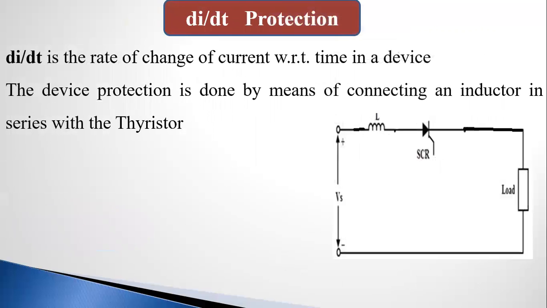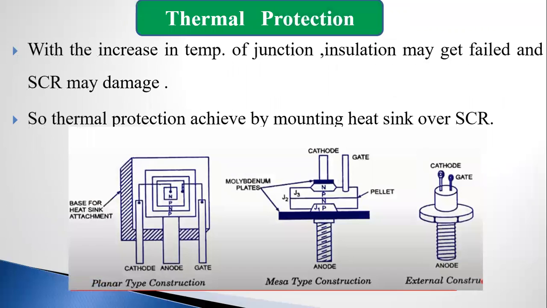Now next one is the dI by dt protection. In this dI by dt protection, you can see here in this circuit diagram, we have connected the inductor in series with the SCR. The dI by dt means the rate of change of current with respect to time in a device. The device protection is also done by connecting an inductor in series with the thyristor. So this is the main concept of the dI by dt protection.